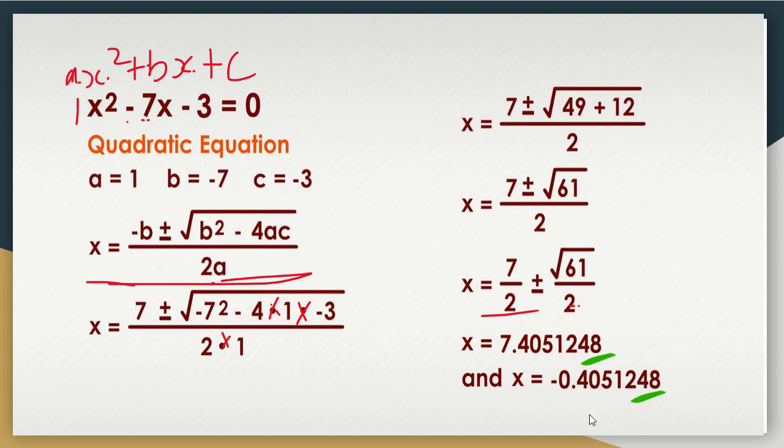Right? If I'm adding this, I'll get x as what? One of the values, 7.4051248, and another value as what? Minus 0.140512. Okay, this is a value we will get.